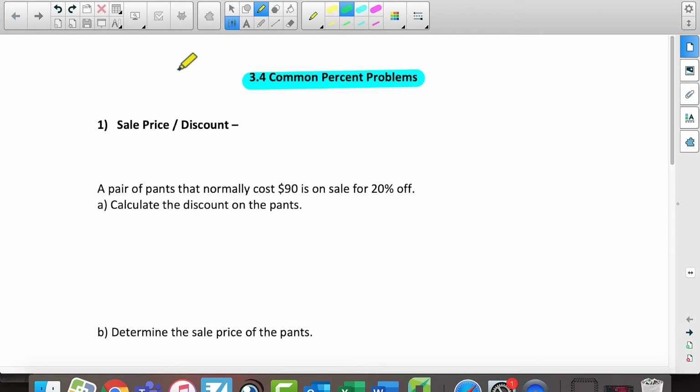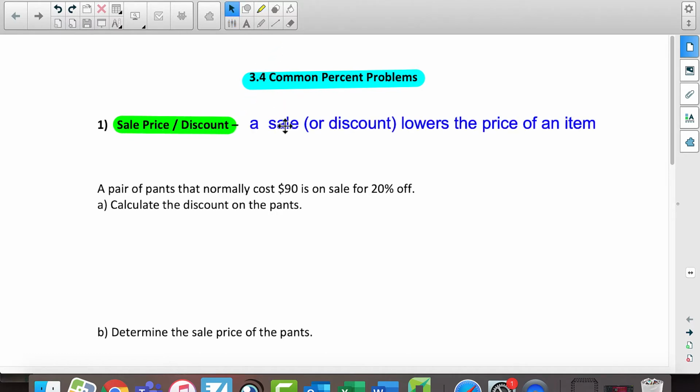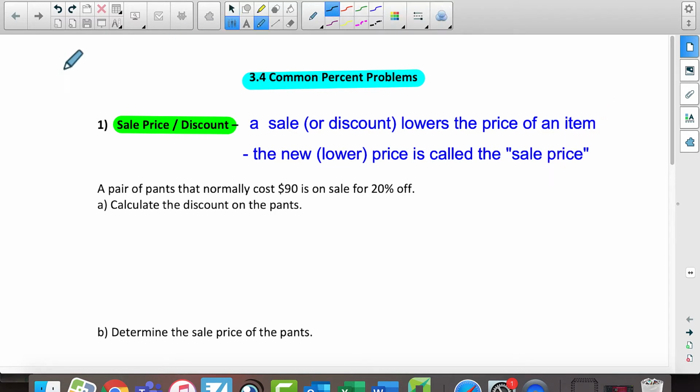The first one we're going to look at is sale price and discount. You know what it means for something to be on sale, right? If something's on sale, then it lowers the price of an item. We say it's a sale or it's a discount, and then that lowers the price. And the new price, which is now lower because it's on sale, is called the sale price. So if at your store you're selling jeans, and the jeans normally cost $82, but now they're on sale for $60. Okay, that's usually how it is.